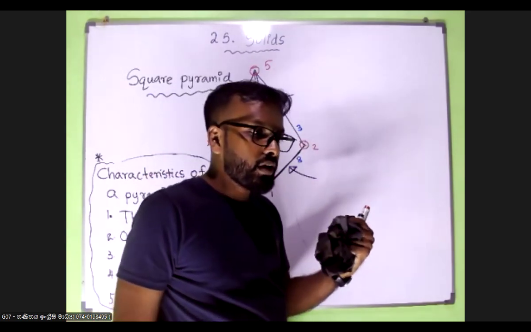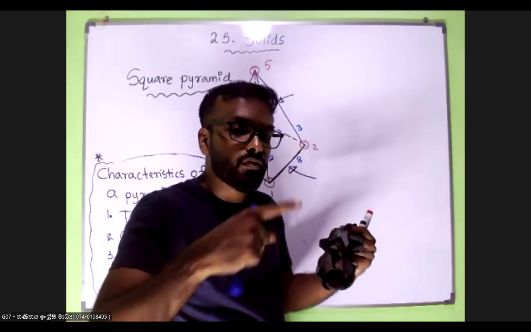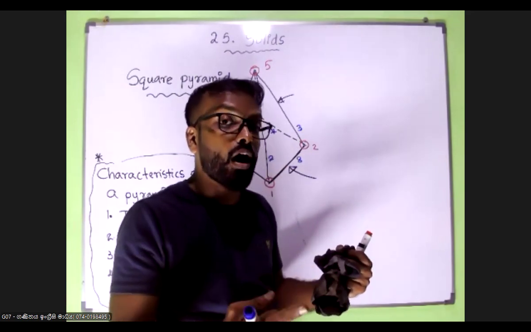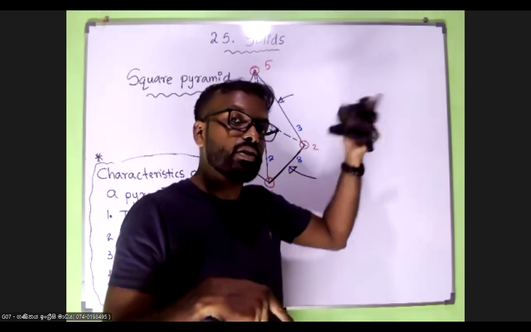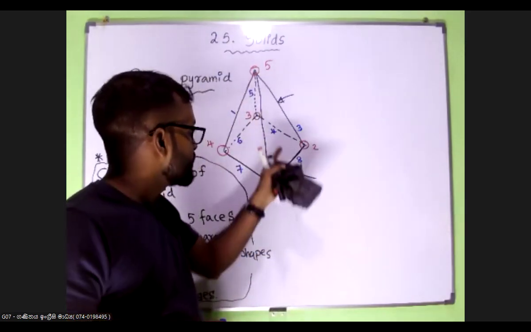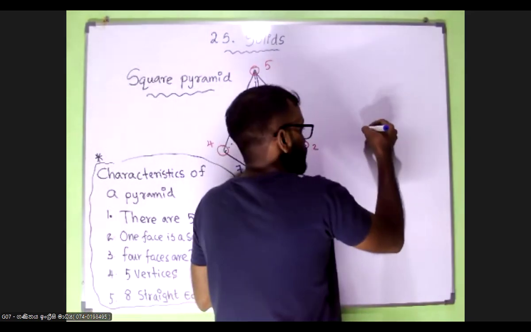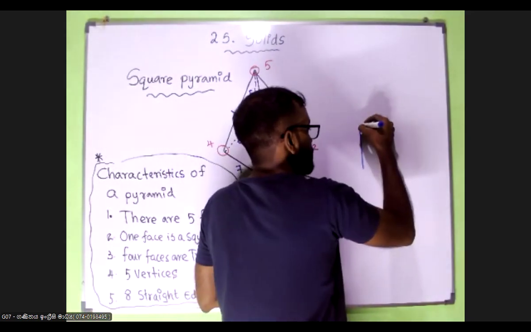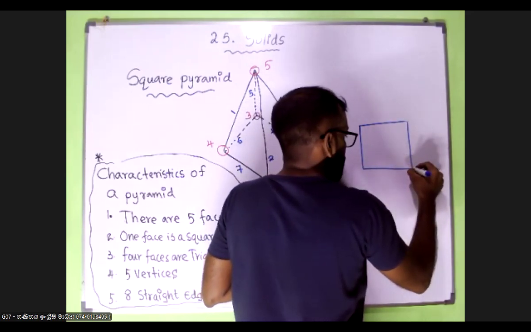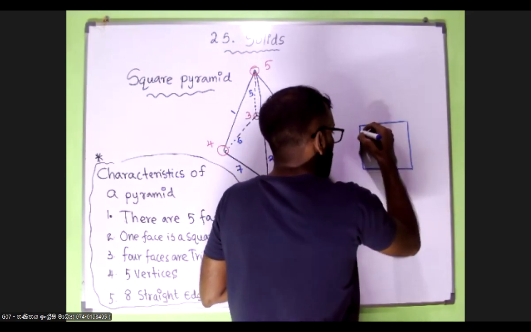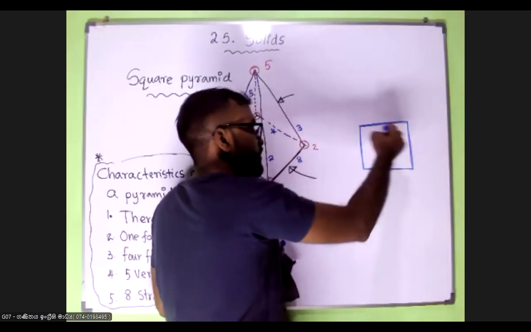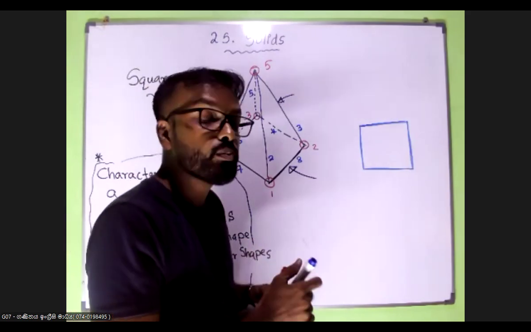In the regular tetrahedron, for the base, we got an equilateral triangle. If the base is the equilateral triangle for that one, what is the base of this? Base of this is the square, right? So I have to draw a square like this first. Right? So all sides should be equal, right? All sides should be equal.